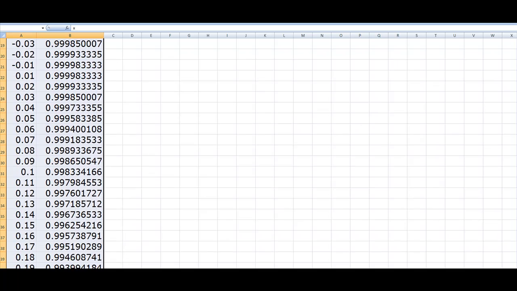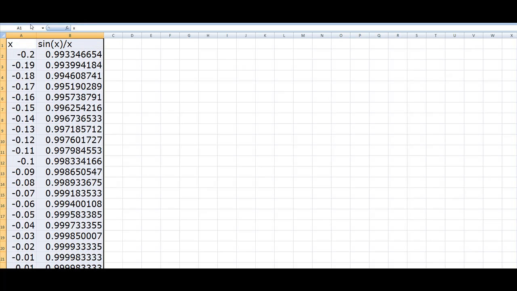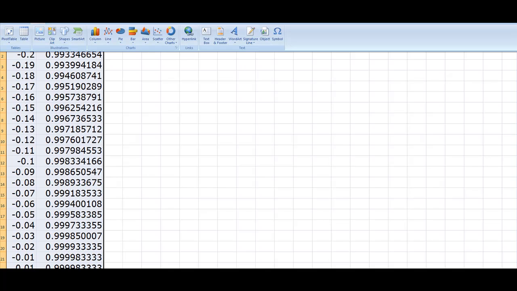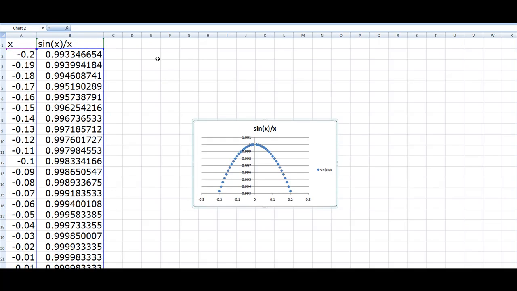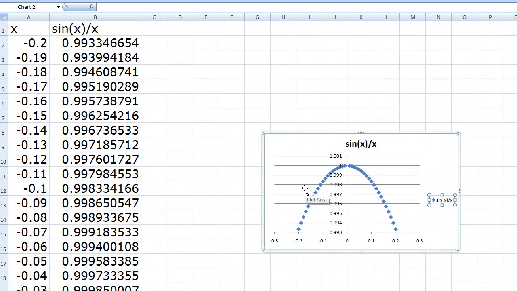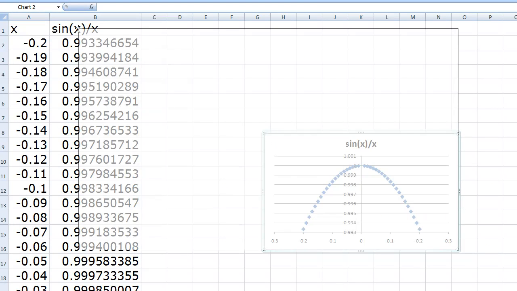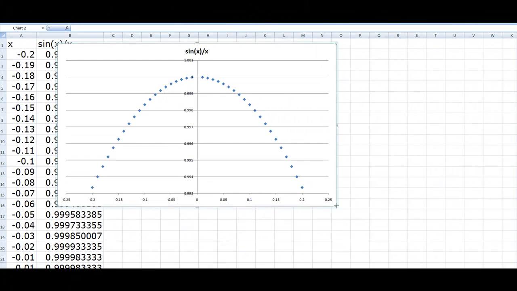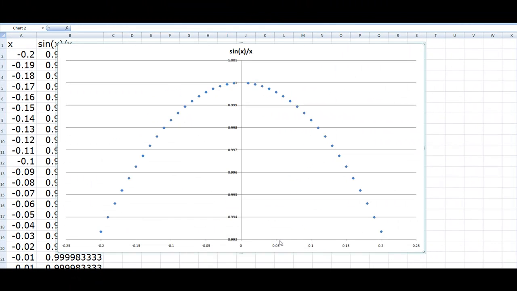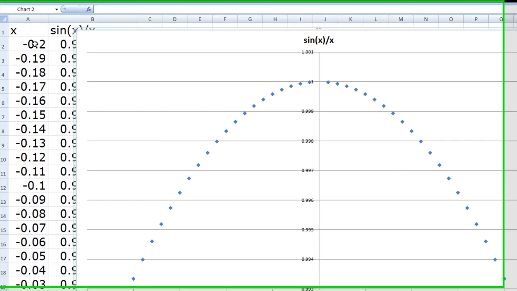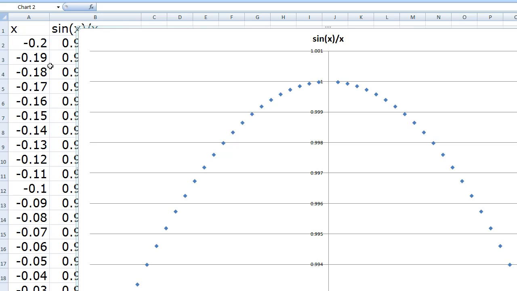Let's look at it in terms of our previous formulation. Let me insert a scatter plot here for you. So we have sine x over x graphed like this, and as x approaches 0 from either side, the function values are approaching 1. We can also take negative 0.2 and negative 0.199 and see a denser graph.